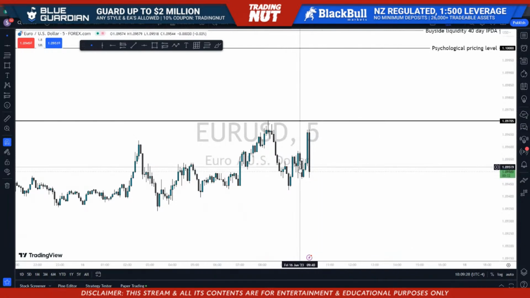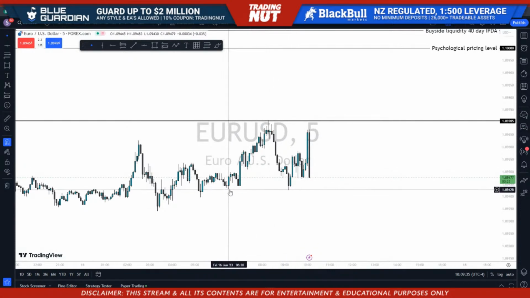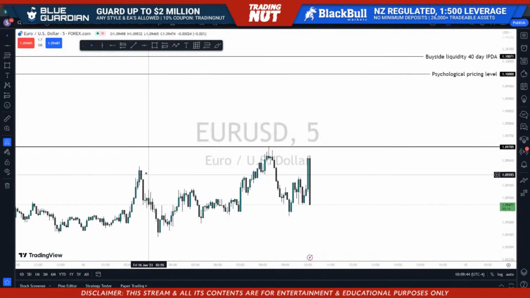We're just watching this to see if this low is violated, because this low was around this sell side liquidity. Then if we see it run on this low, we'd hope to see it run down these lows right here too. Two birds with one stone.